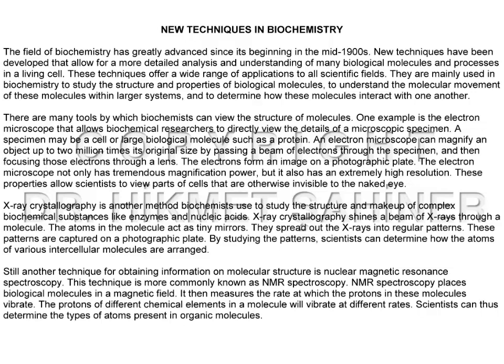Still another technique for obtaining information on molecular structure is nuclear magnetic resonance spectroscopy. This technique is more commonly known as NMR spectroscopy. NMR spectroscopy places biological molecules in a magnetic field. It then measures the rate at which the protons in these molecules vibrate. The protons of different chemical elements in a molecule will vibrate at different rates. Scientists can thus determine the types of atoms present in organic molecules.